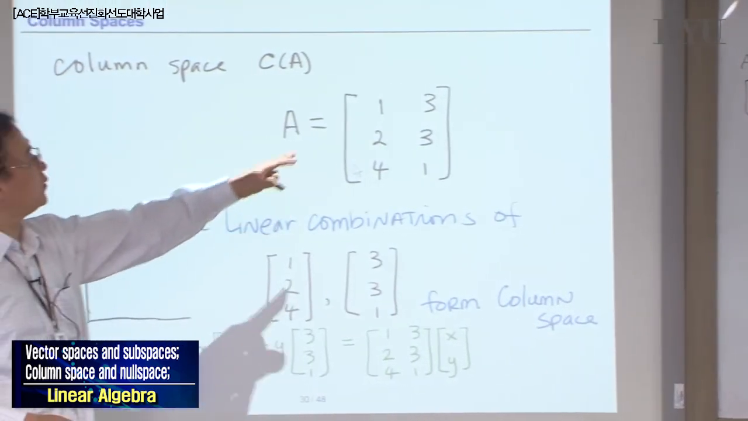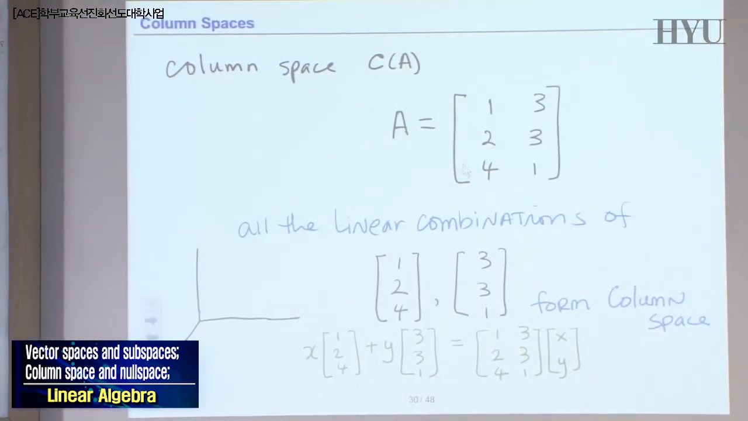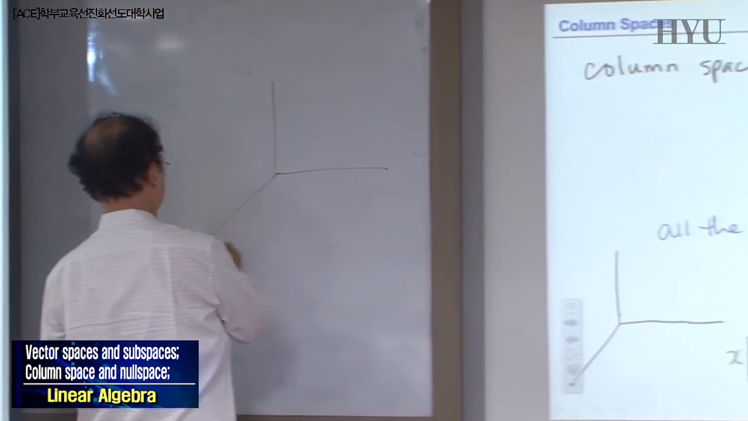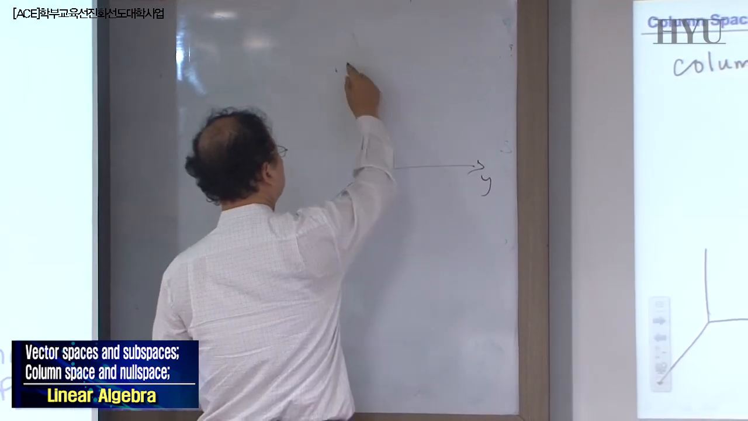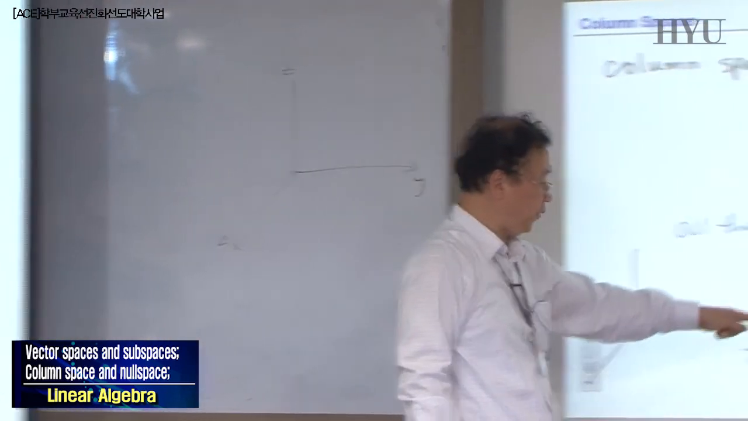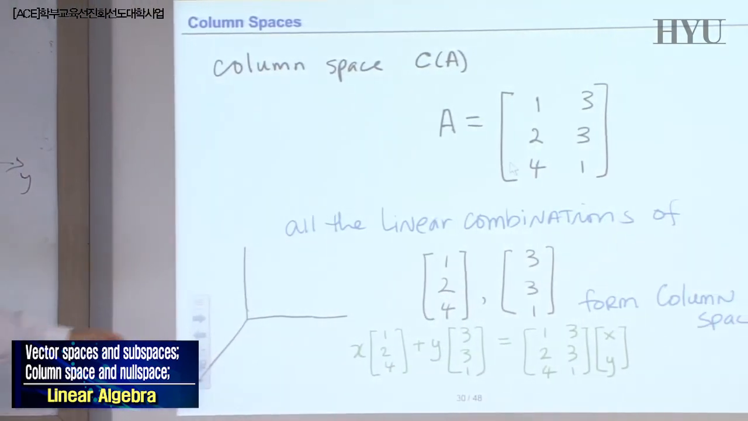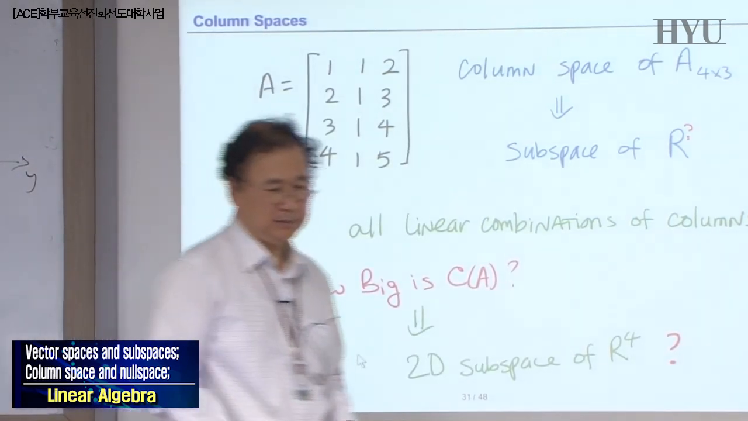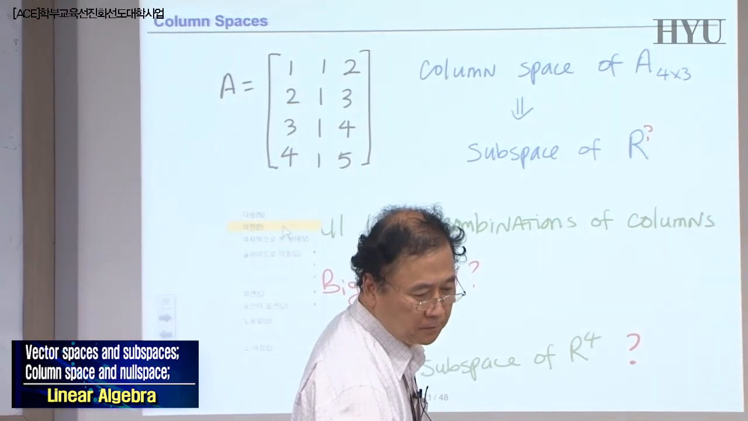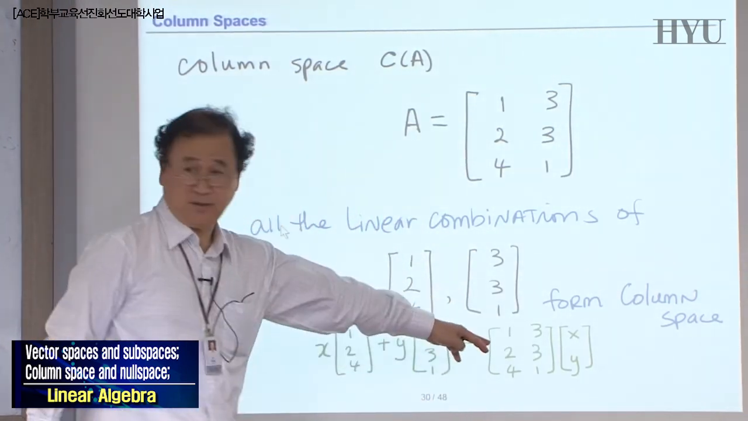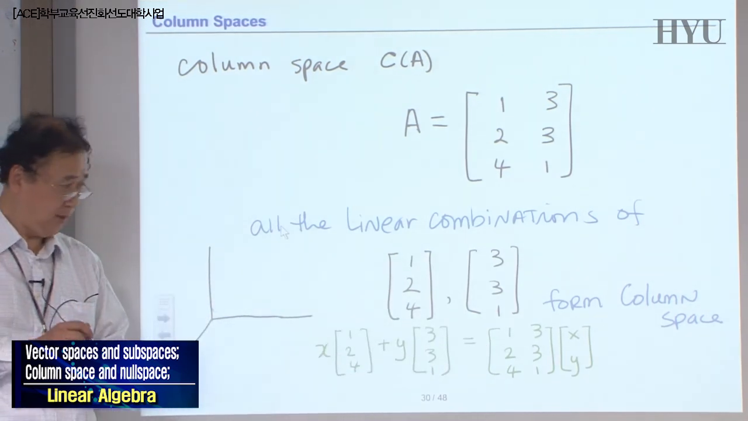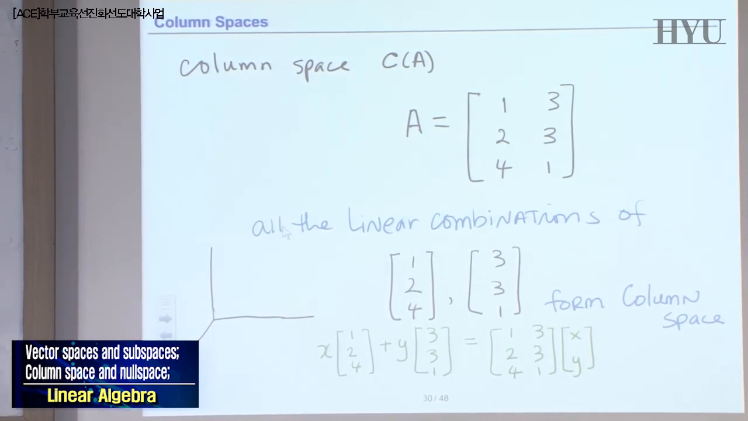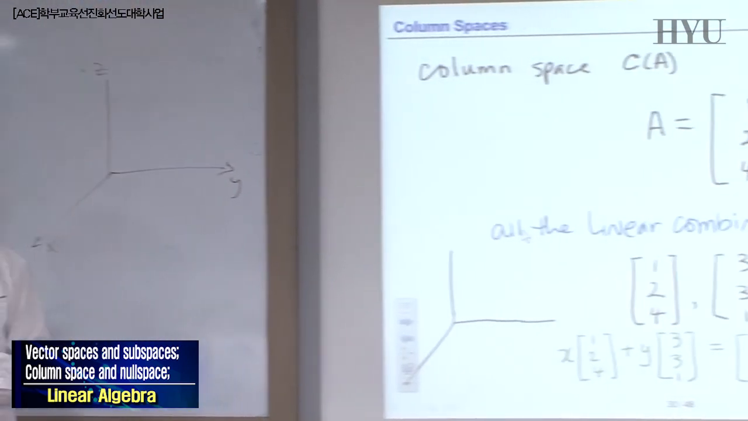So when you have 1, 2, 4 and 3, 3, 1 and combine them, this is a three-dimensional space, x, y, z. We have two vectors, 1, 2, 4 and 3, 3, 1, and I can combine them in a linear combination. This is the matrix form, and this is more the vector form. When you do this, we can have any values of x and y. Does it fill the whole space or not?